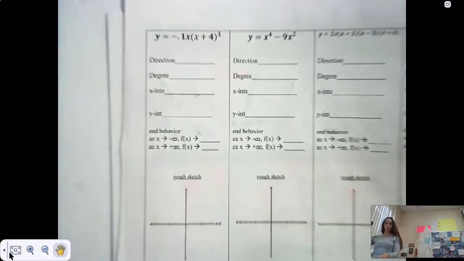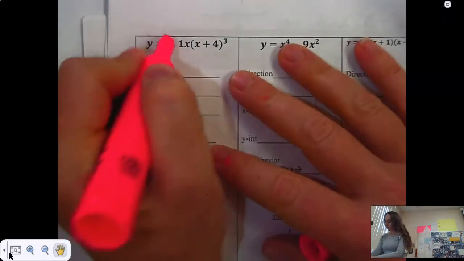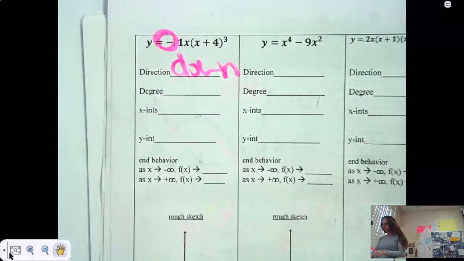So hopefully you're getting the hang of this a little bit better. But let's just double make sure we're solid. Okay, the direction. I kind of changed it up a little bit, didn't I? Because now, this time, since that's negative, it's going down.